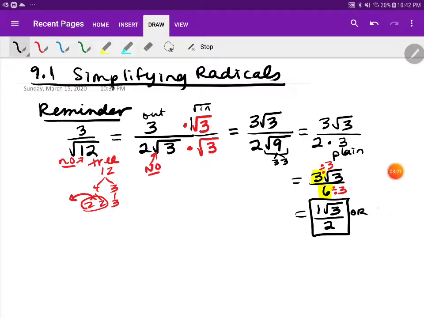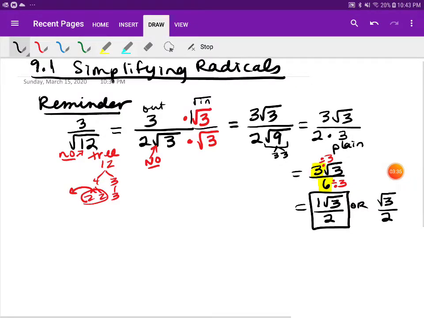Or, if you want to, you don't have to put the 1 in the front. But either way is fine. You get full credit for both. So that was a reminder. So, if you have this 3 over 2 radical 3, you would multiply by the radical of the denominator, and you multiply that on the top and the bottom.